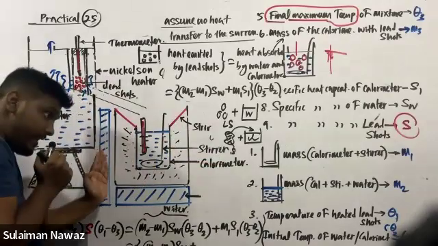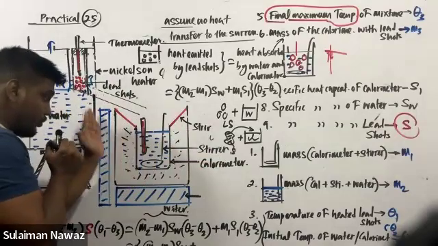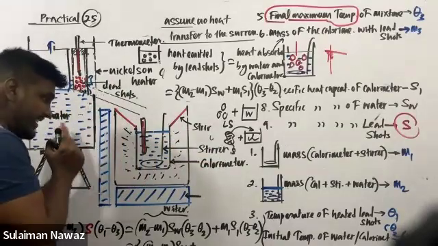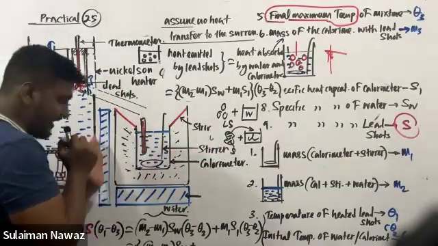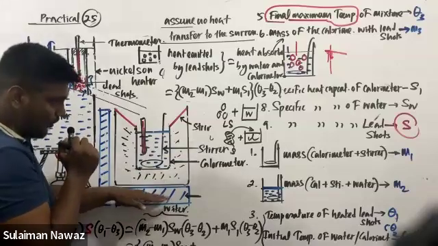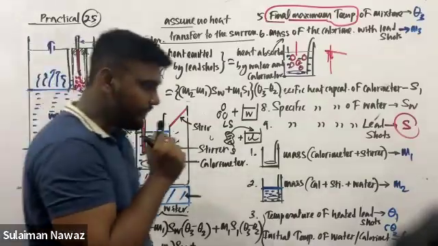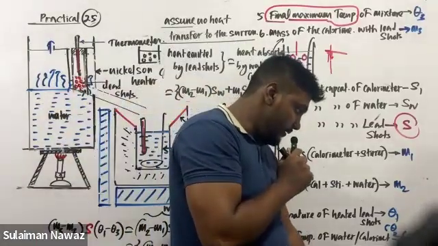Even in that small time period, lead shots are transmitting heat to the calorimeter, so you should maintain an asbestos layer to avoid heat transferring from the Nicholson heater to the calorimeter. This is that asbestos layer. You are also placing the system on a wooden layer. That is that point.